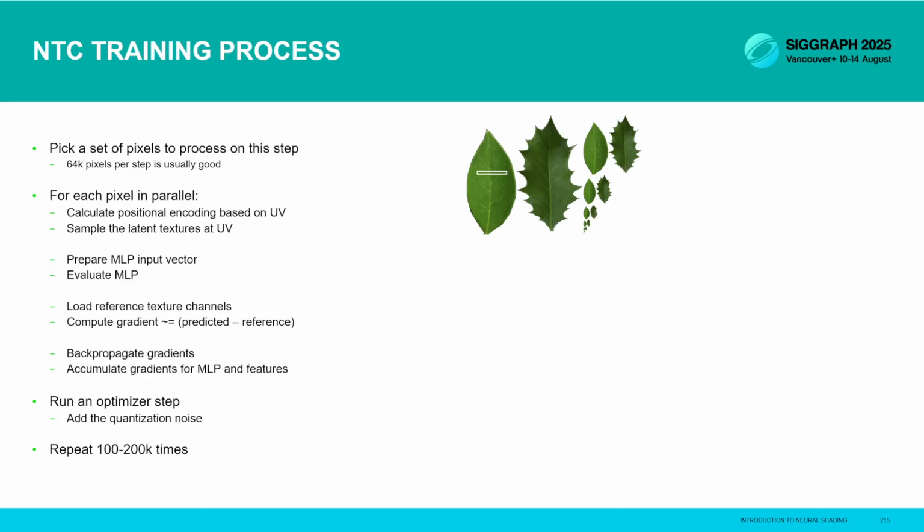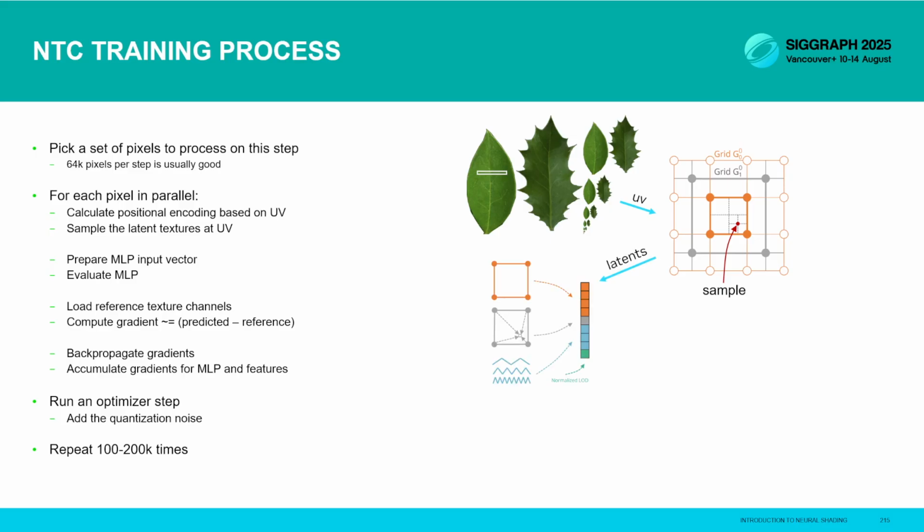Typically, about 64,000 pixels is a good training set for one step. The pixels should be evenly distributed in the image, but we are organizing them into small tiles to improve performance. Then, for each pixel in the selected set, we run the decoder network as normal. We sample the latent textures and get feature vectors from them. They are concatenated with positional encoding to form the MLP input vector. Then we evaluate the MLP once for each pixel and get predicted colors or contents of other texture channels.